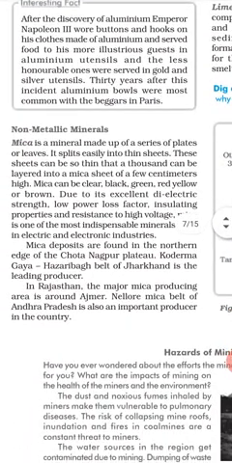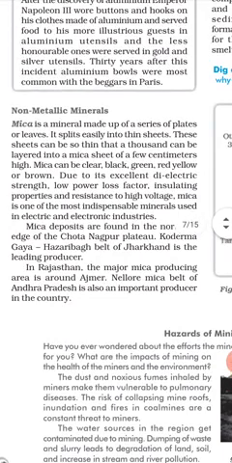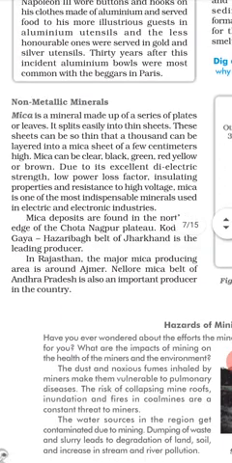Now let us come to non-metallic minerals. Let us start with mica. It is a mineral made up of a series of plates. Series means layers, layers of plates, or we can say leaves. Students, you will be surprised to know that it can be split, meaning it can be layered out easily into thin sheets. These sheets can be so thin that 1,000 can be layered into a mica sheet of a few centimeters height.